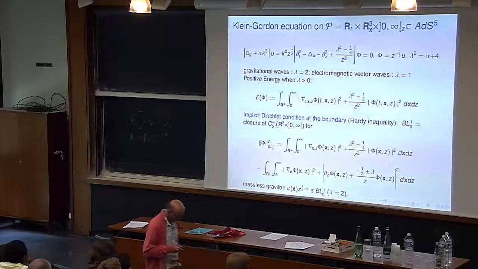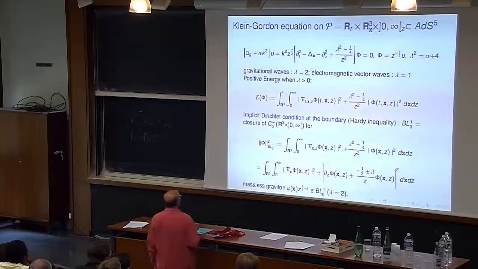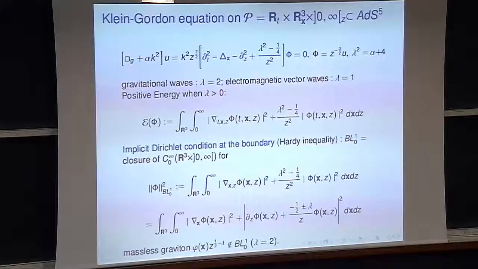Now, I want to describe more precisely the Klein-Gordon field in the Poincaré patch in the framework of the finite energy solution given by this energy. So we consider the Klein-Gordon equation. Lambda is a free parameter describing the nature of the field. The energy is related to the homogeneous Sobolev space, the Beppo Levi space, BL1. This energy is positive. In fact, if this energy is finite, we have an implicit Dirichlet condition on the boundary. That's to say the field is zero on the boundary. In some sense, it's trivial. And an important drawback: the massless graviton doesn't belong in this functional framework.